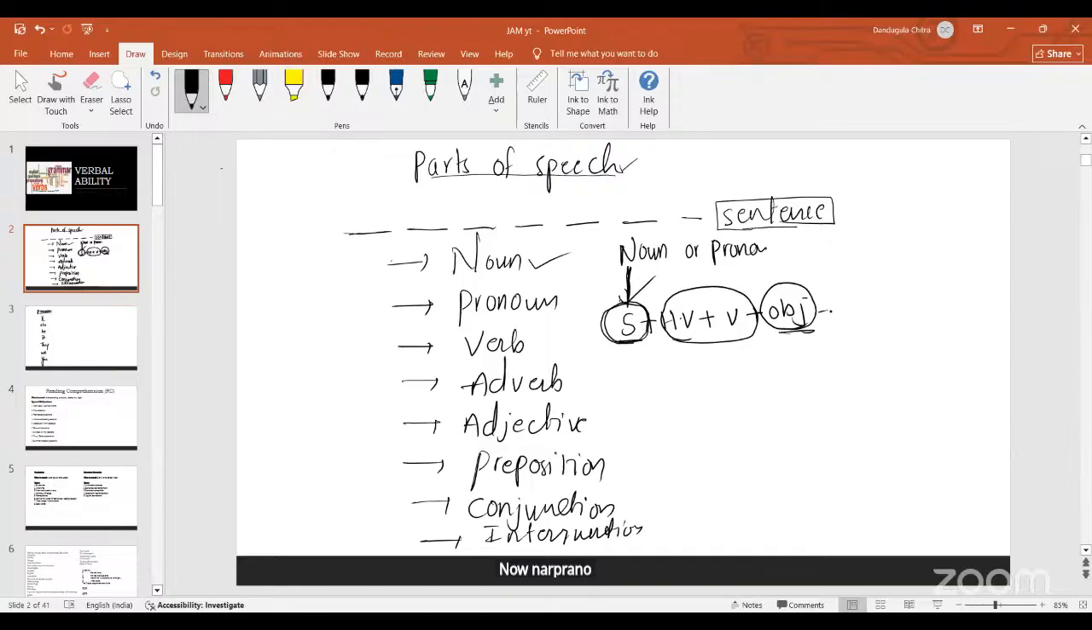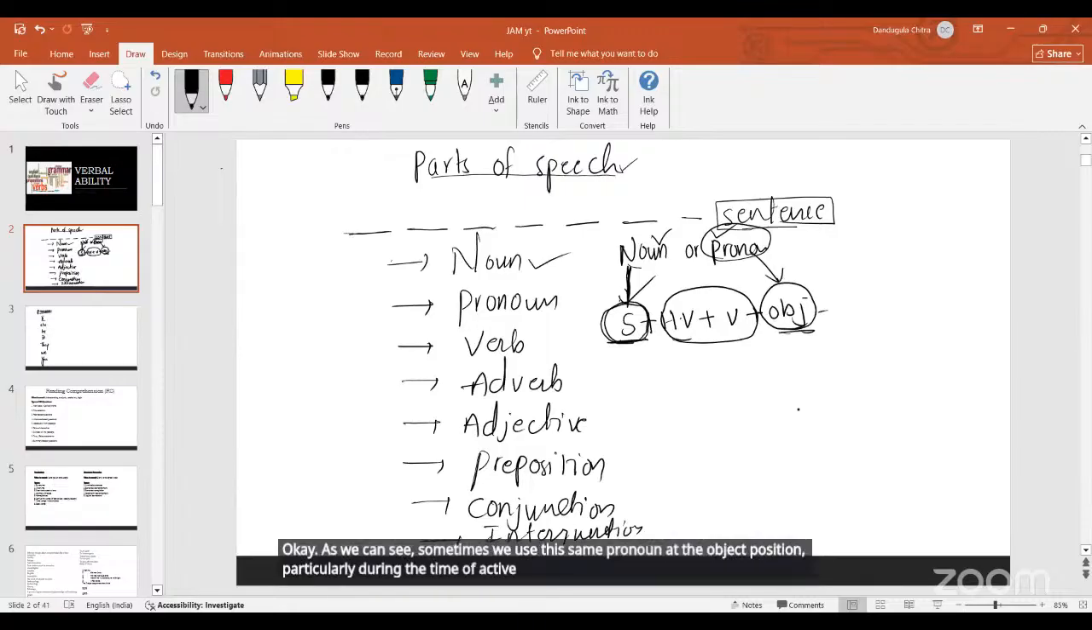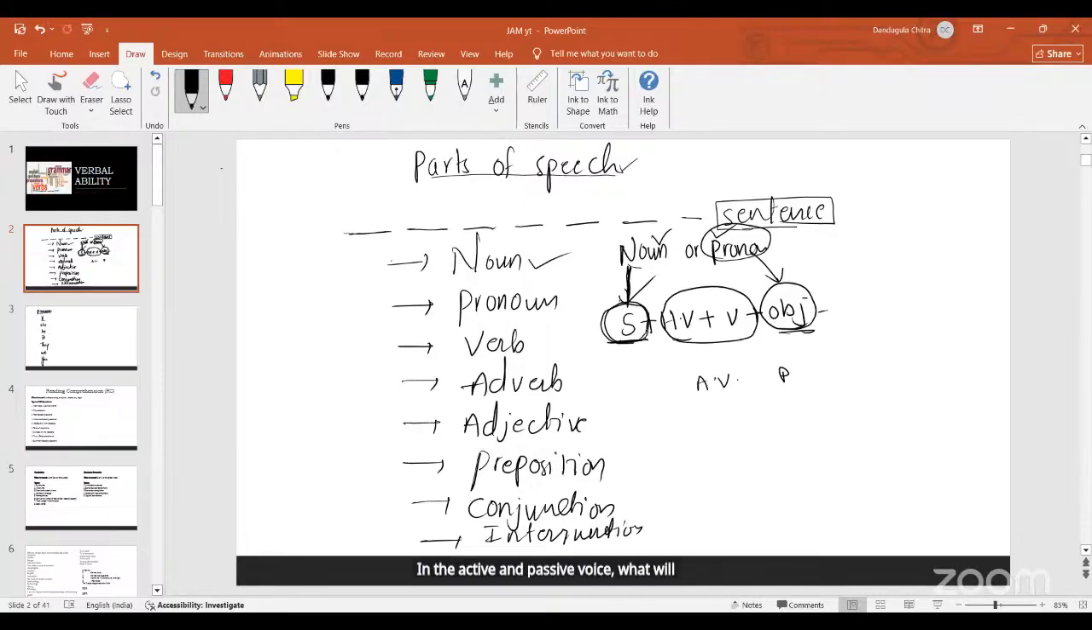And object contains many things, like the combination of prepositions, conjunctions, and everything. But in the subject, we only use a noun or pronoun. As we can see, sometimes we use the same pronoun at the object position, particularly during active and passive voice. In the active and passive voice, what will happen? Subject will go into object position. Object will go into subject position.